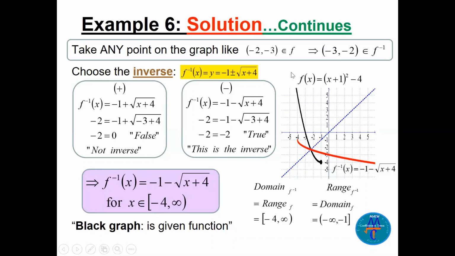So when I replace here -2 and -3 there, that's -1, -1, -2 is equal to -2. That's the inverse. So I can take now the inverse. You see? The domain of the inverse will be the range of the f. You see, the range of the f. So the black is the given function and the red is the inverse.